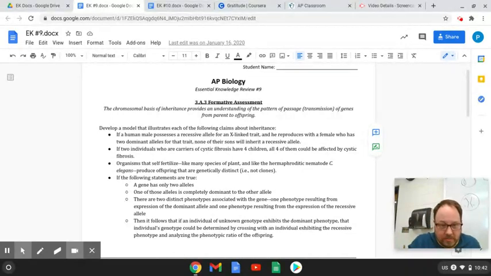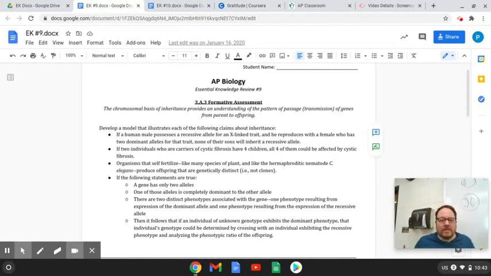So the first bullet says if a human male possesses a recessive allele for an X-linked trait and he reproduces with a female who has two dominant alleles for the trait, none of their sons will inherit the recessive allele. You can just set up a Punnett square that has XY for the guy, and it shows that he has the recessive allele. So it could be X little h Y, and then on the outside of the Punnett square, you also have the mom. She's XX, homozygous dominant, so she'd be big H, big H. And then you'd see when you fill out the Punnett square that any son would have a big H from mom, so he wouldn't have the condition.